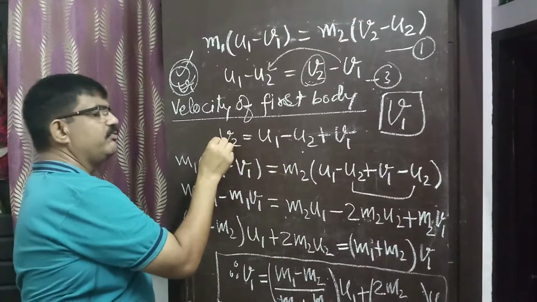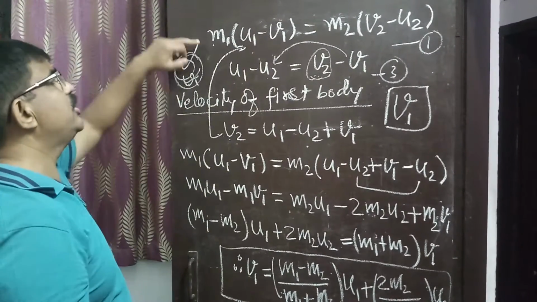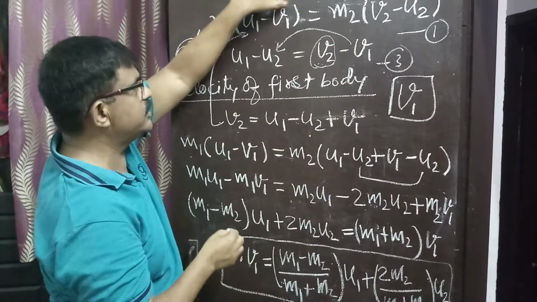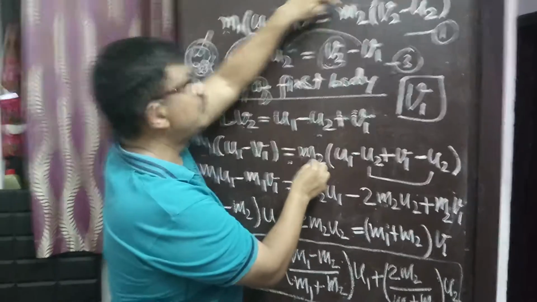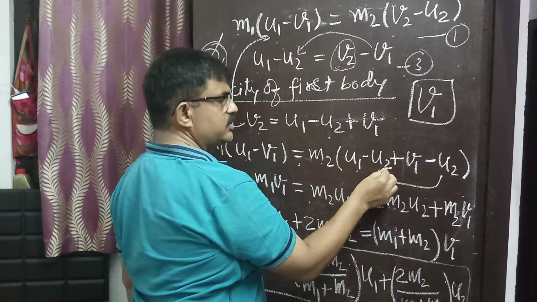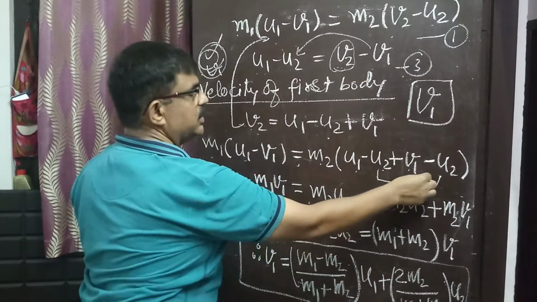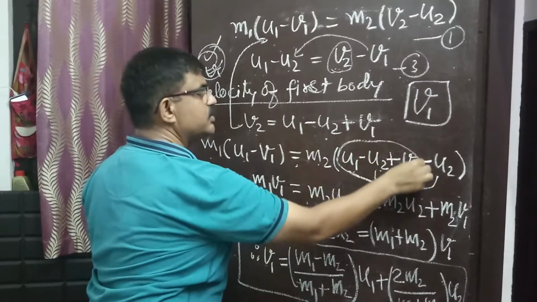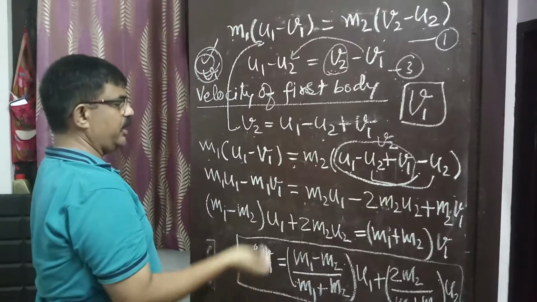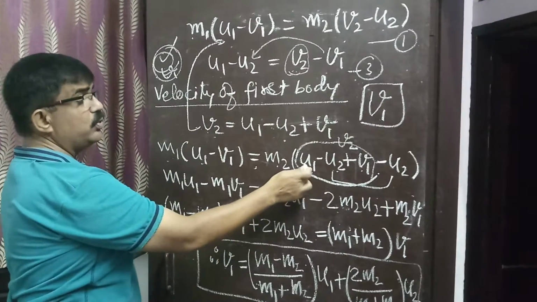After calculation of v2, you put this value in equation first. So in equation first, when we put, it is m1 (u1 minus v1) equal to m2 v2. In place of v2 we write this, u1 minus u2 plus v1. So this we put in place of v2. Clear? Now you open the bracket. So m1 u1. From here we get m2 u2.